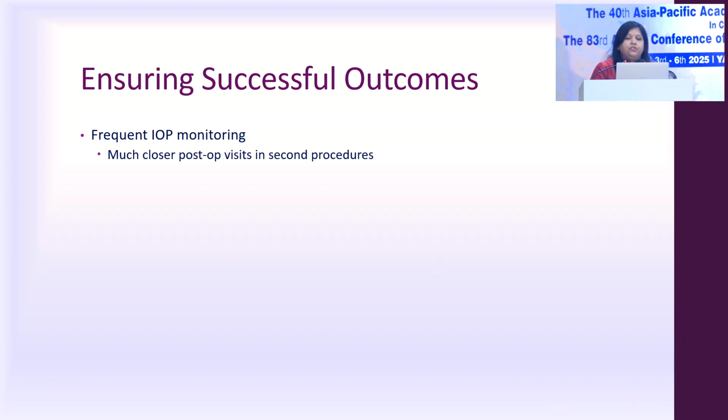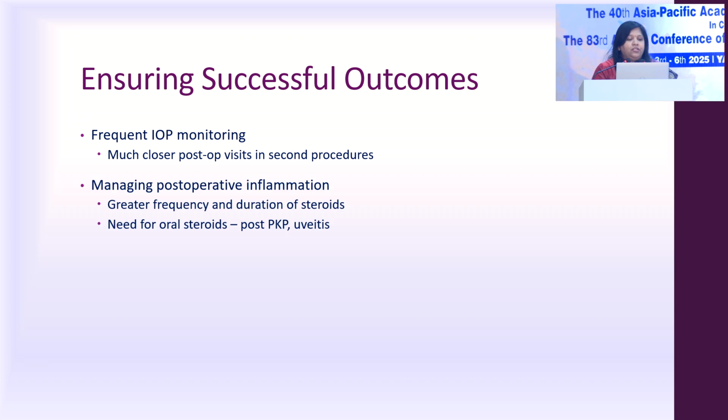So how do you ensure successful outcomes? Frequent IOP monitoring, so much closer post-op visits in second procedures. Managing post-operative inflammation, so greater frequency and duration of steroids. You need to give the steroids much more frequently than you would ordinarily after a primary trab, and you must continue them longer. Most people will continue for at least 3 to 4 months. And oral steroids may also be needed in post-keratoplasty or post-uveitis patients.